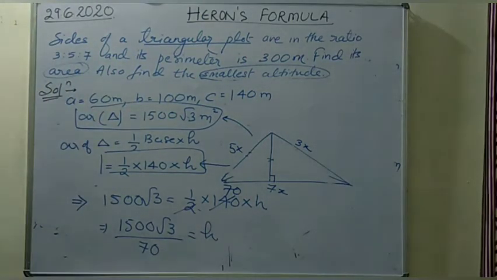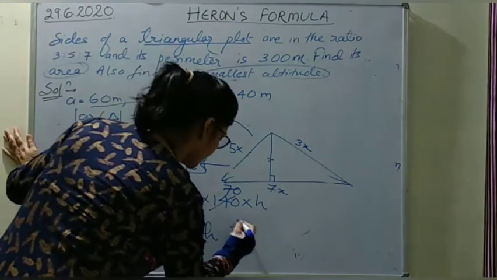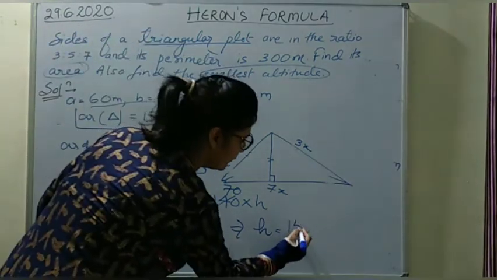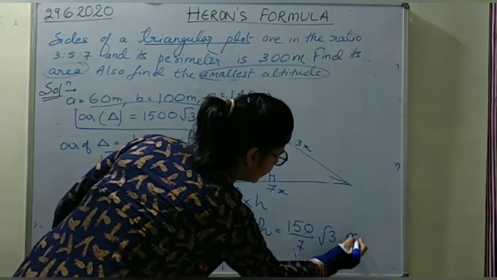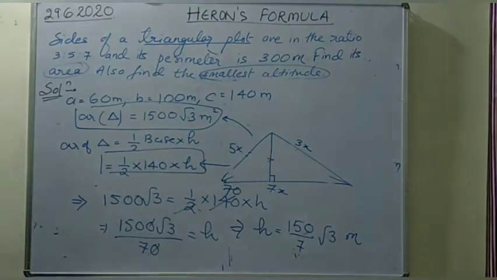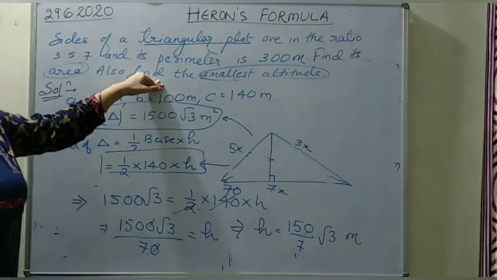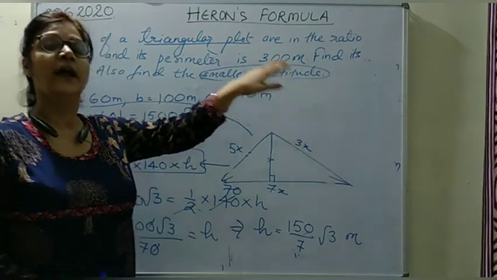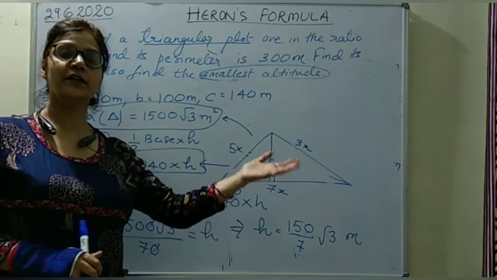So now after cancelling, how much will it come to? 0 and 0 cancel. So what is our h? h will be 150 upon 7 root 3 meter. Now is it clear? It means according to the question we have to choose the altitude and the base, and using both the formulas we can find the height of the given triangle.